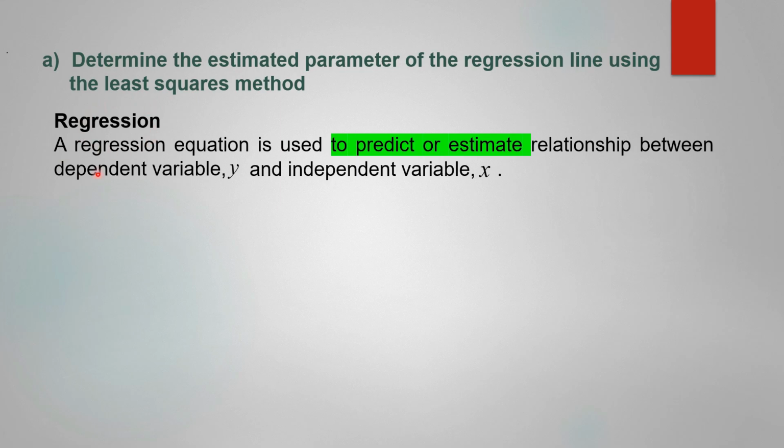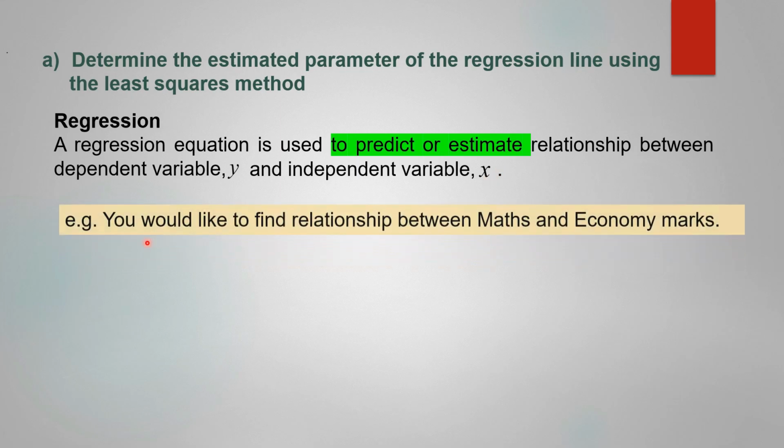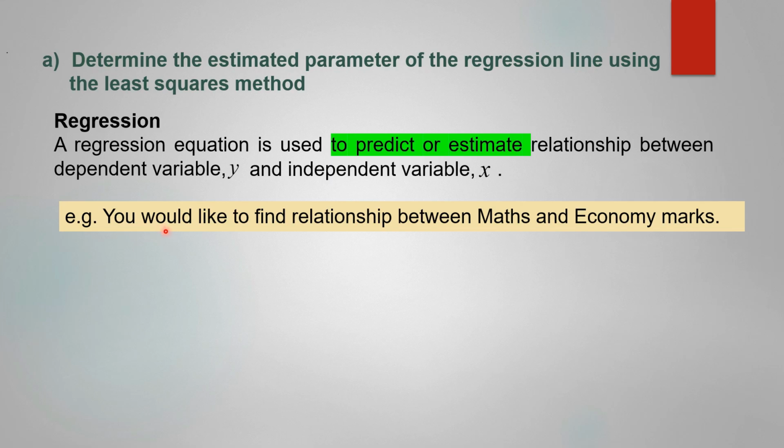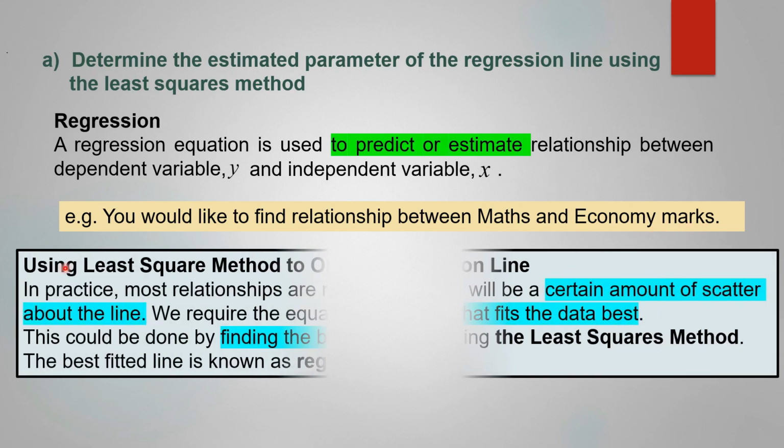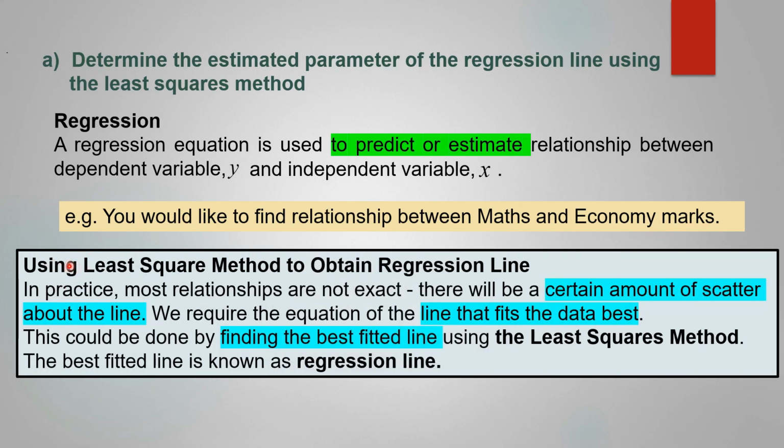What is regression? A regression equation is used to predict or estimate the relationship between the dependent variable, which is y, and the independent variable, which is x. For example, here you would like to find the relationship between maths and economy marks. Here, we need to use the least squares method in order to obtain the regression line.